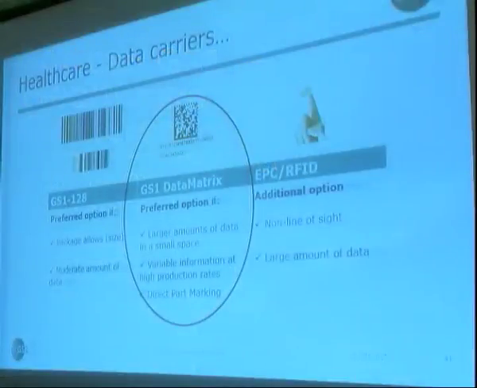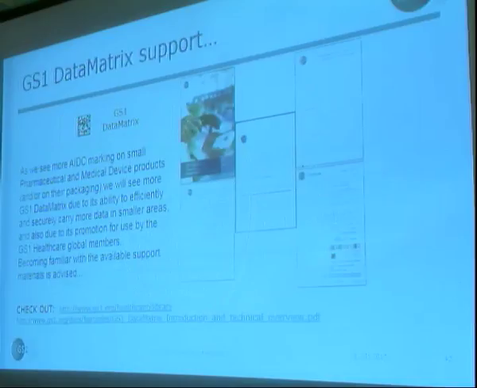Two minutes. So very quickly, GS1 DataMatrix is what we're seeing primarily, because you can use the GS1-128 if you've got the space. If you don't, people are going to the GS1 DataMatrix. So they're going to that 2D barcode symbology. Okay. We have all sorts of support on that.